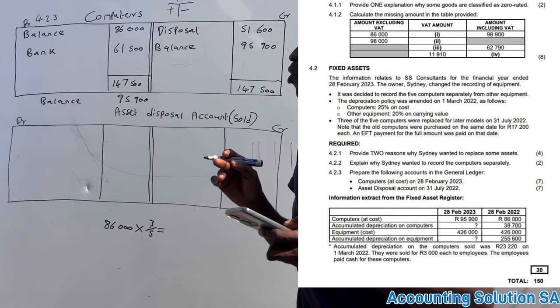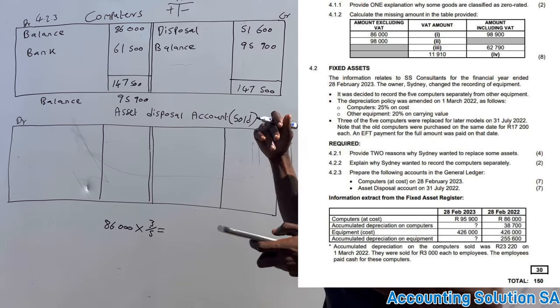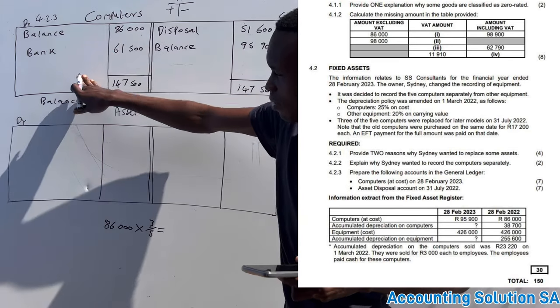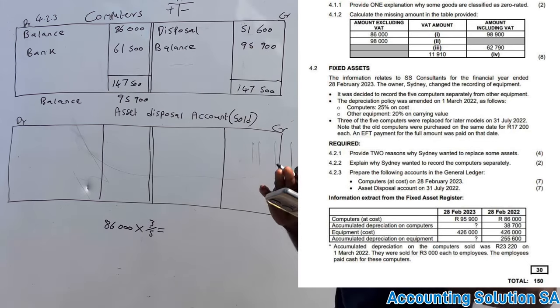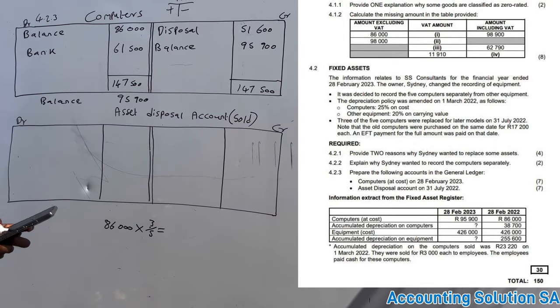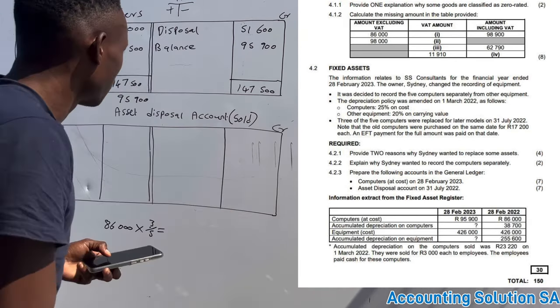The reason is because the closing balance was already given. But if the closing balance was not given, guys, you were required to calculate this side first and you get the total, and you do the balancing figure on the other side. Very simple like that. Okay, now let's proceed. Now we are going to this side.